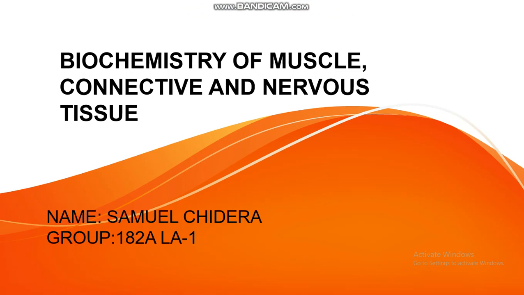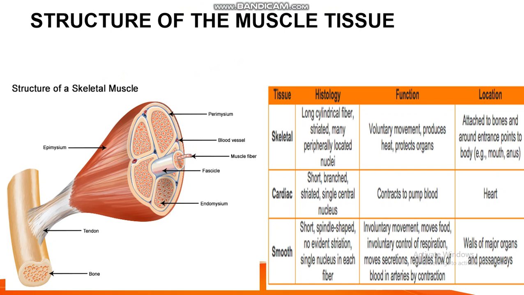Today I'll be talking on the biochemistry of muscle, connective and nervous tissue. Muscle tissue can be classified into three types based on their function: cardiac muscle, skeletal muscle and smooth muscle tissue. Based on voluntary action, you have voluntary muscle action and involuntary muscle action. And based on striation, you have striated muscle and non-striated muscle.